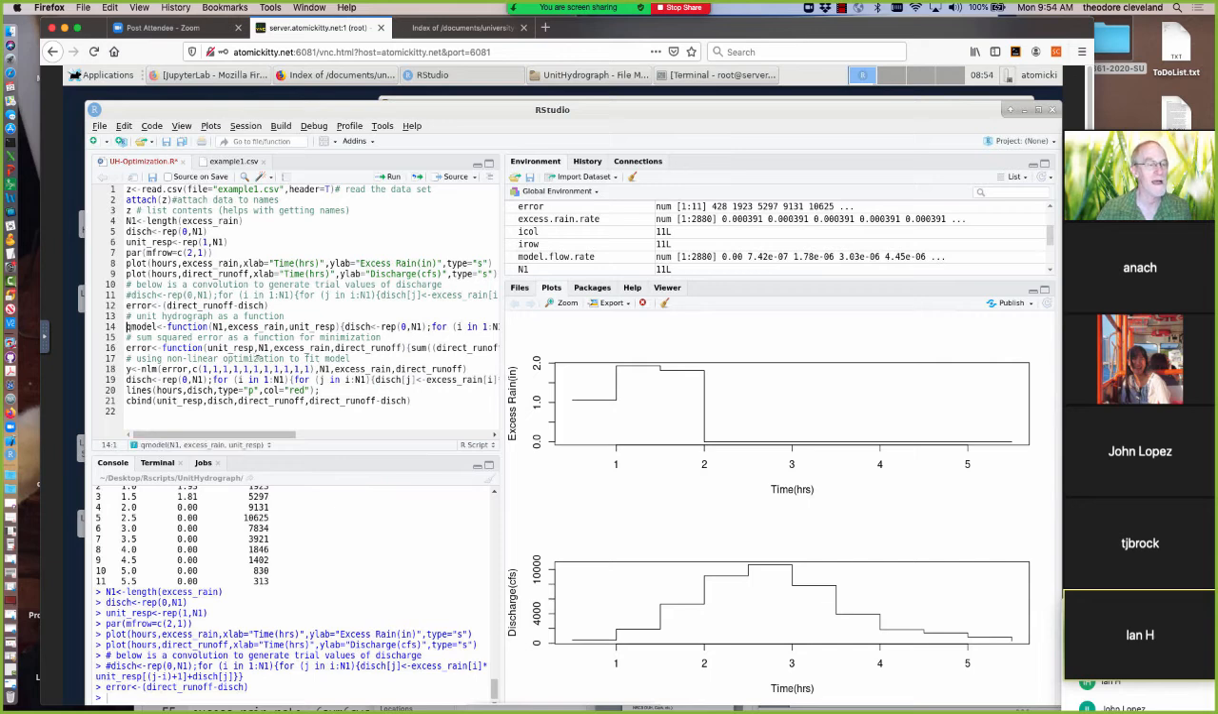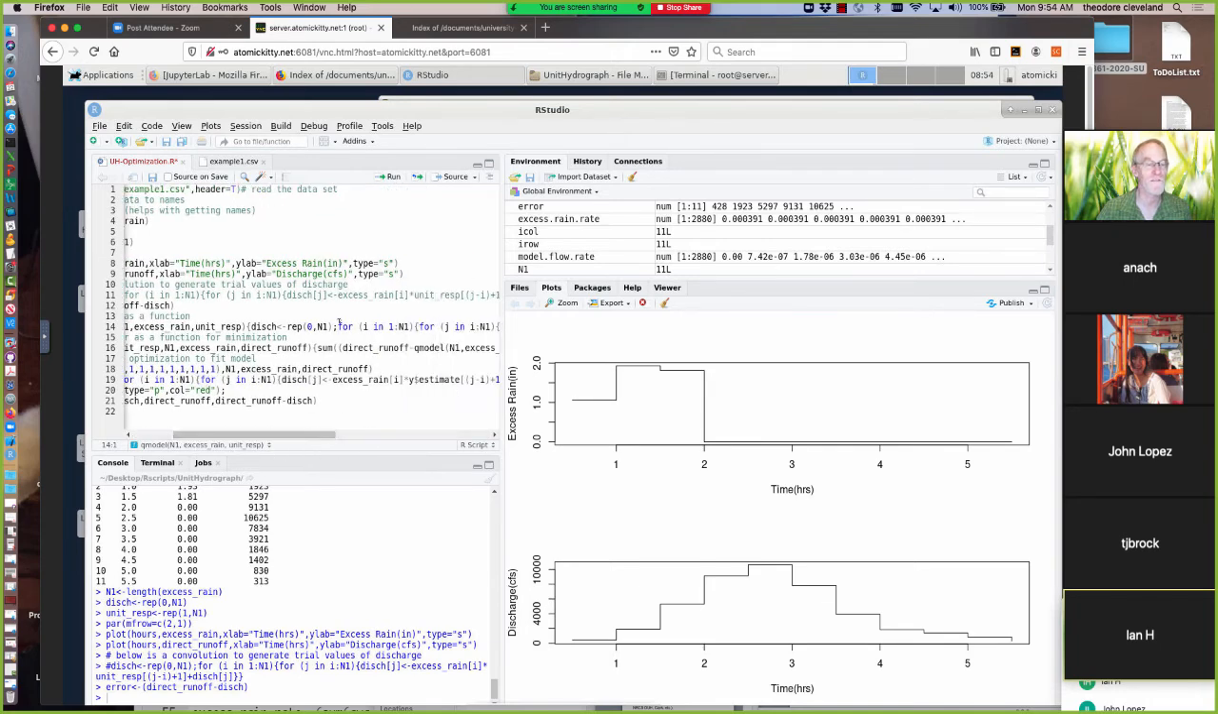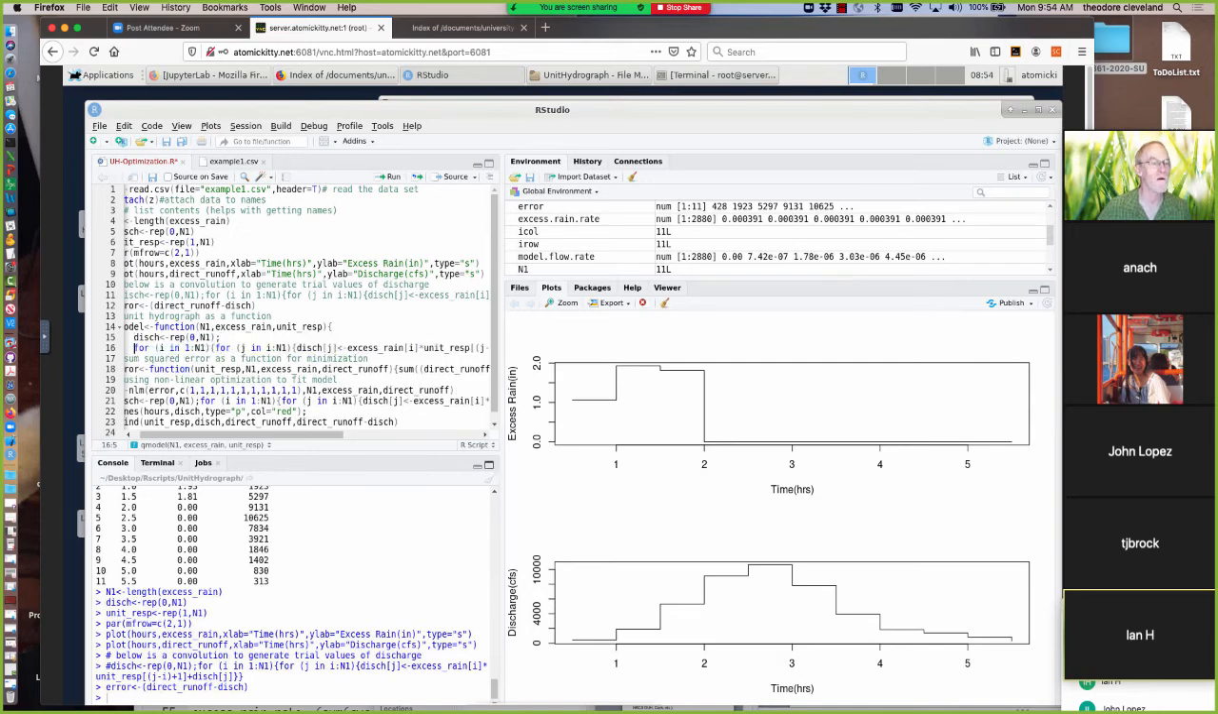And so now we have a model which is a function of excess rain and unit response, and it's going to produce... this is doing the convolver here. Let me introduce some line feeds so it's easier to read. I hope I'm not breaking it, but we'll know in a minute, won't we?